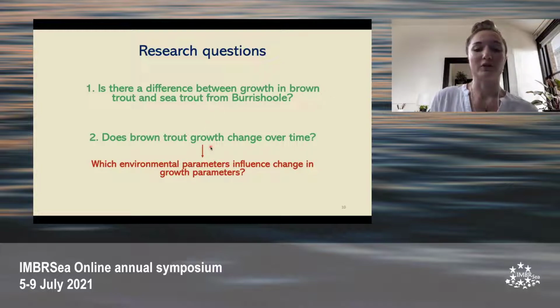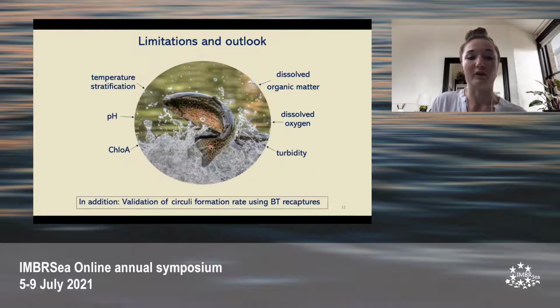The second research question could only partially be answered, since there was a temporal effect on growth, but the environmental parameters have been somewhat inconclusive and would require further analysis, which I'm actually doing because I'm not quite finished with my thesis analysis yet. So in my second analysis on environmental parameters, I'm including more factors such as temperature stratification to account for movement of fish between different water strata, pH value, chlorophyll A, dissolved organic matter, dissolved oxygen, and turbidity to account for a more complex lake system.